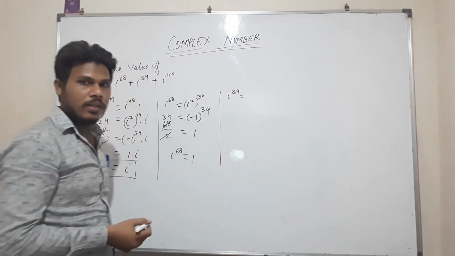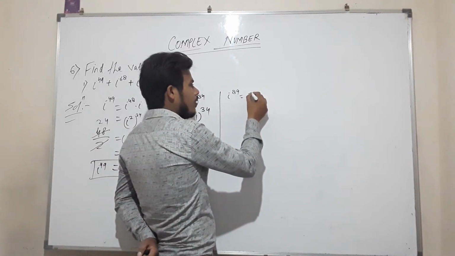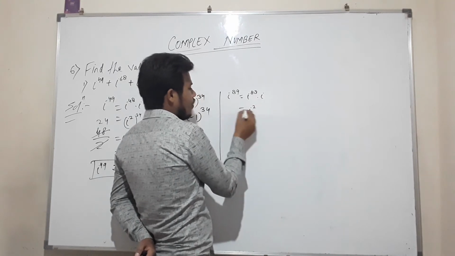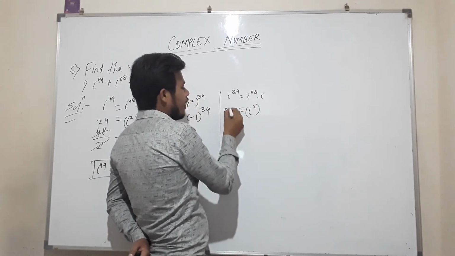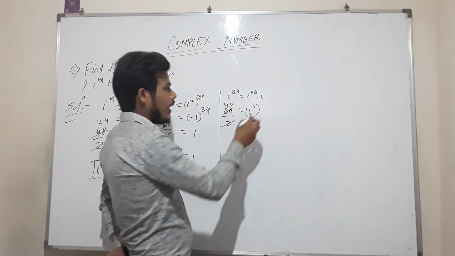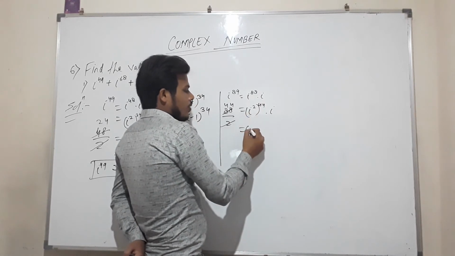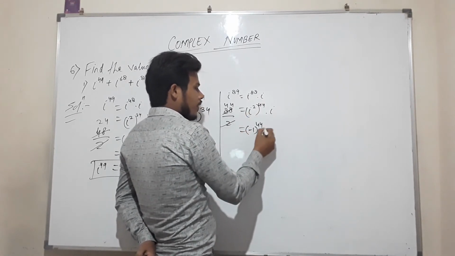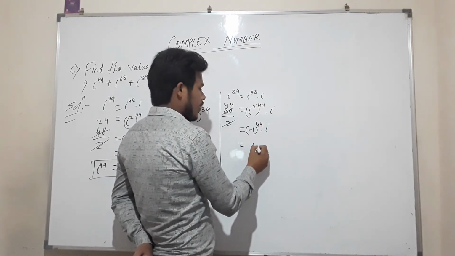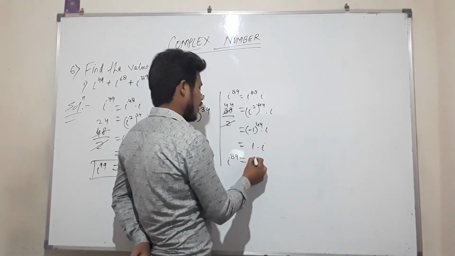This is odd power, so we'll split in even and odd. I raised to 89 means I raised to 88 into I. I raised to 88 means we take the power 88 upon 2, 2 4s are 8, so I raised to 2 raised to 44 into I. Now I raised to 2 is nothing but minus 1 raised to 44 into I, and minus 1 raised to 44 is nothing but 1 into I. So I raised to 89 is nothing but I.